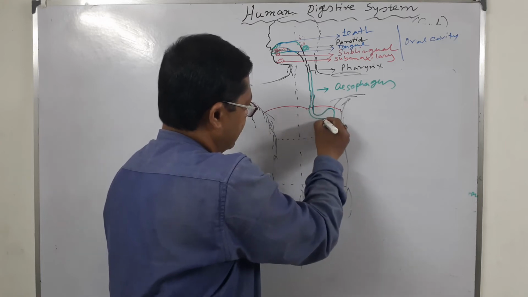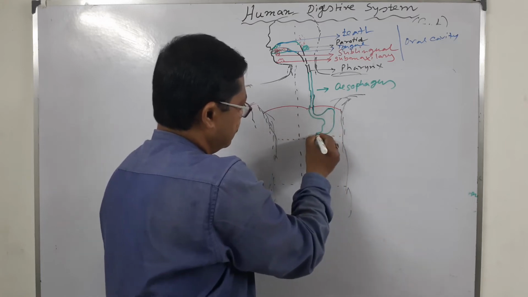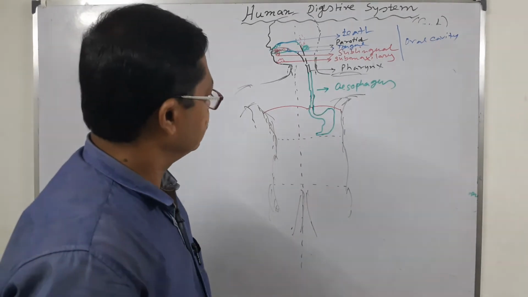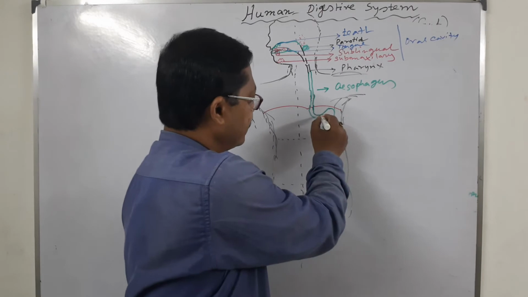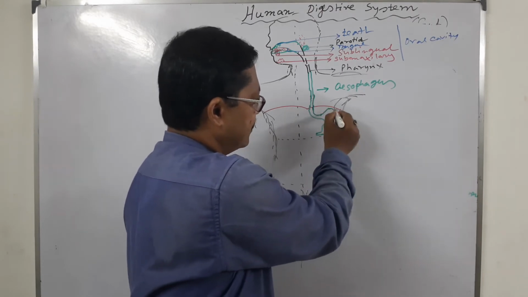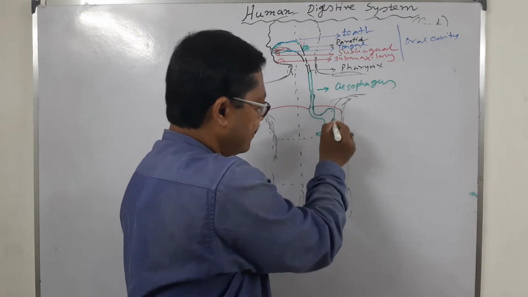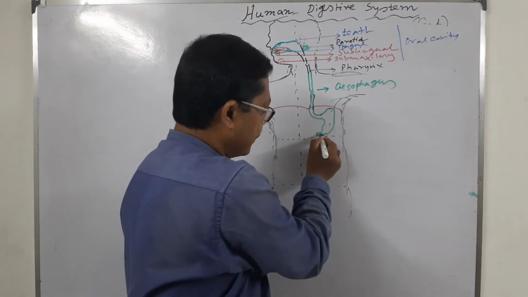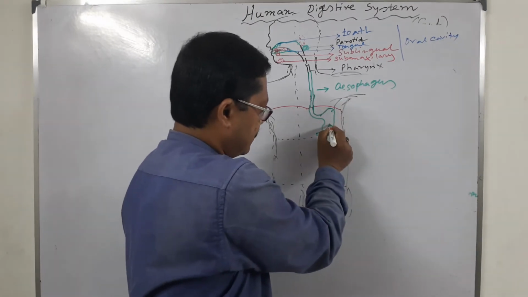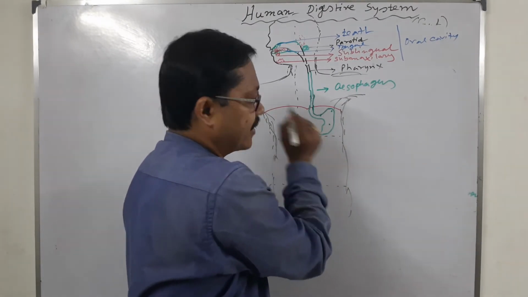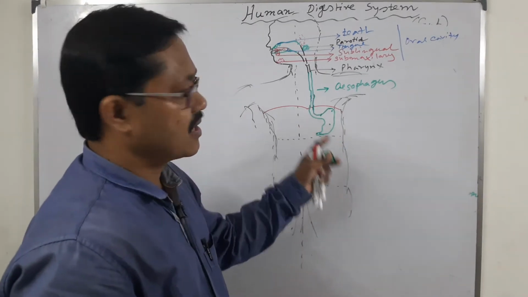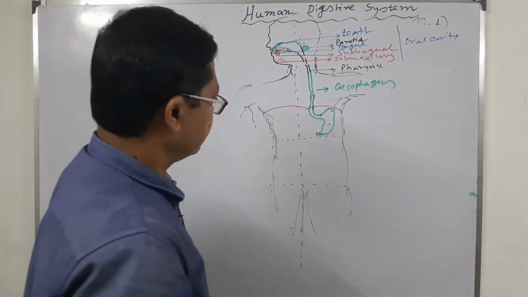This is the stomach. The stomach consists of four parts: first cardiac, then fundus, then body, then pylorus. Cardiac, fundus, body, pylorus. Four zones are present in our stomach.